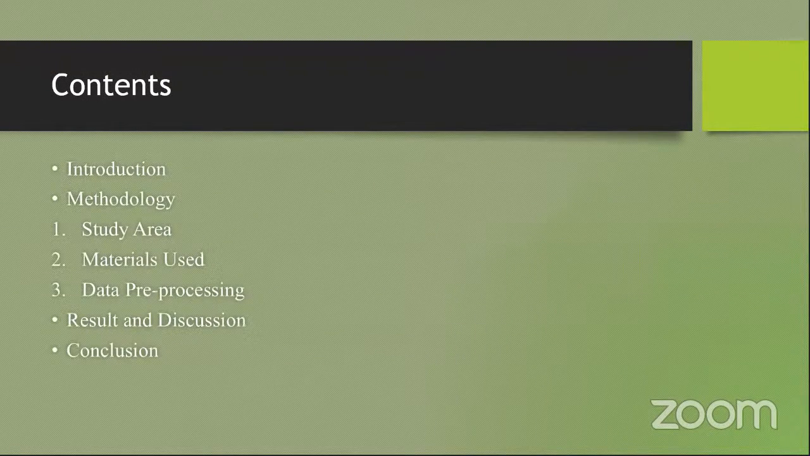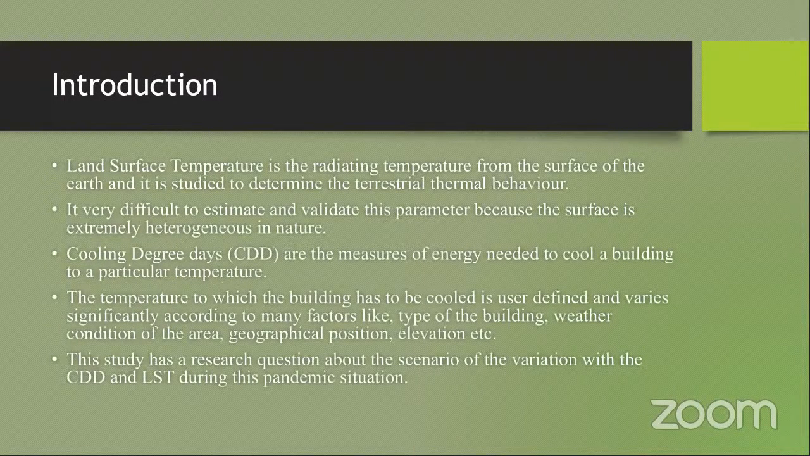First, the introduction about what is LST and what is CDD, cooling degree days. Then the methodology is divided into three parts: the study area, the materials we used, and the data pre-processing before the analysis, and then the results and discussion, and then the conclusion. Land surface temperature basically is the radiating temperature from the surface of the earth, and to determine the terrestrial thermal variable, we study mainly the land surface temperature of an area. Because the earth surface is very heterogeneous in nature, it is a difficult task to estimate and validate the particular parameter with the ground truth data.